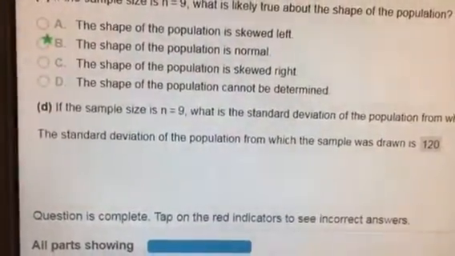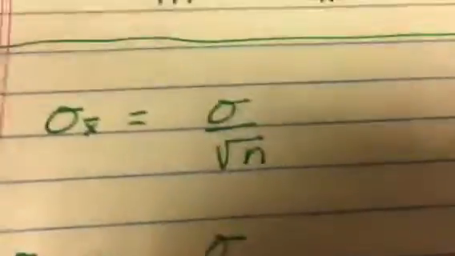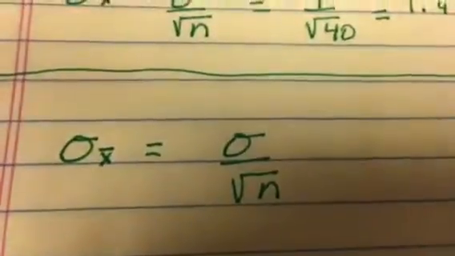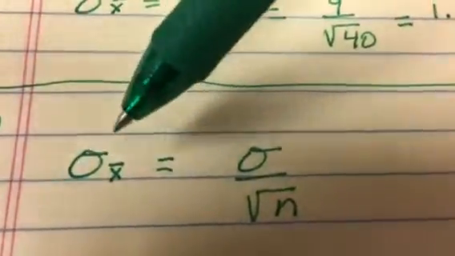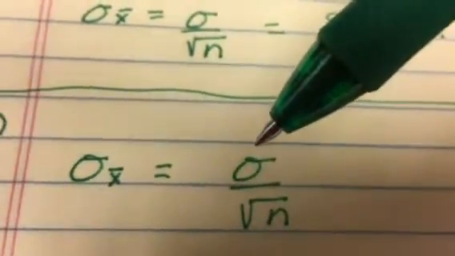Now, in part D, it says the sample size is n equals 9. What's the standard deviation of the population from which the sample was drawn? So in my formula, let me find my formula here. Here we go. This is the standard deviation of the means. This is my population standard deviation, and this is my sample size. I know the standard deviation of the mean, and I know the sample size. I'm trying to find the standard deviation of the population.